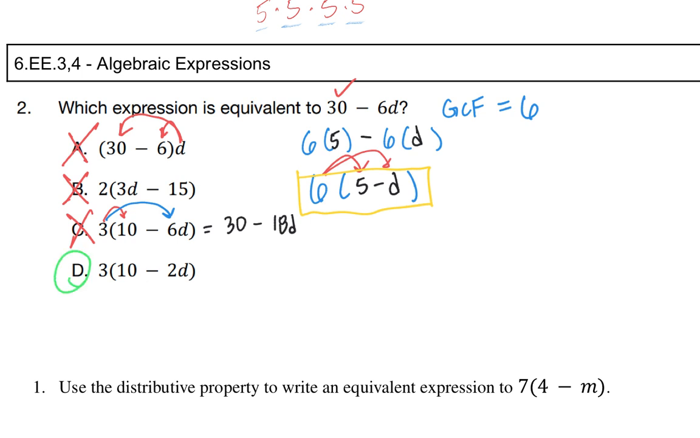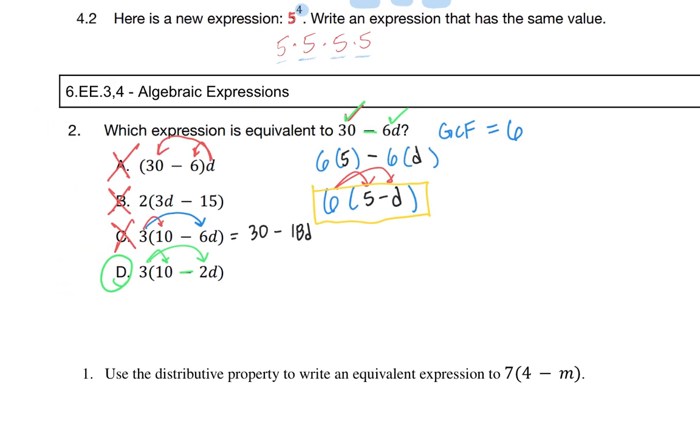When we divide out a 3 from here, we get 10. When we divide the 3 out from here, we get 2 d's. You can just test, right? Multiply in, I'll use the green. Does 3 times 10 equal 30? Yes. Does 3 times 2 d's equal 6 d's? Yes. The minus is there. It's a minus. We're good. That is the equivalent expression using the distributive property to prove it.